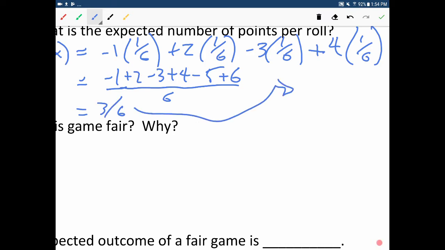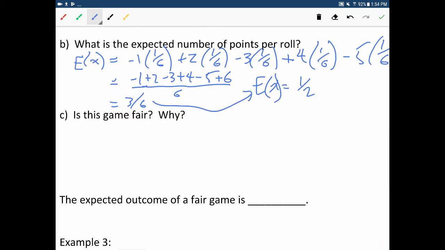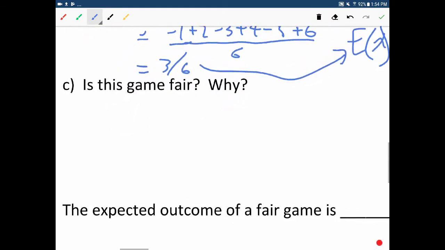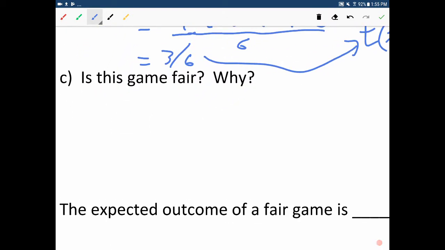Okay? Which of course is just equal to 1/2. So what we expect, every time we play the game, is to gain 1/2 point. Like I said earlier, it's impossible in this game to gain 1/2 point. You can't do that, but that doesn't matter. We expect to go up 1/2 point every time we play, and that's just a theoretical thing, okay?